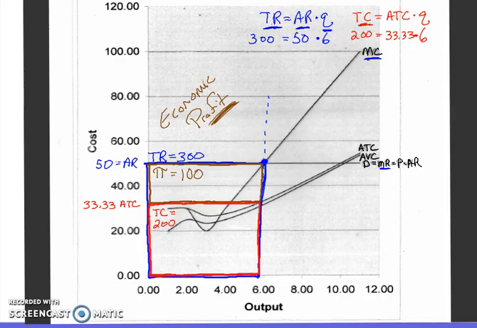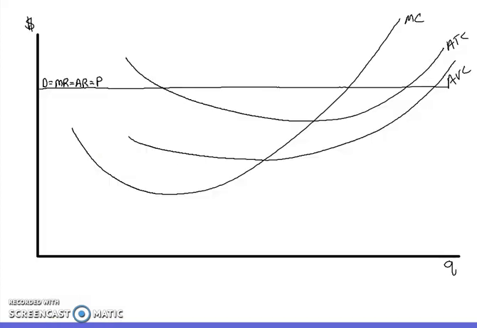So we said we're going to produce where the marginal revenue equals the marginal cost. Again, we did that with numbers. Now we do it in an abstract way, but it's still true. This is the marginal revenue curve. This is the marginal cost curve, and we're going to maximize profits by producing where the marginal revenue is equal to the marginal cost.